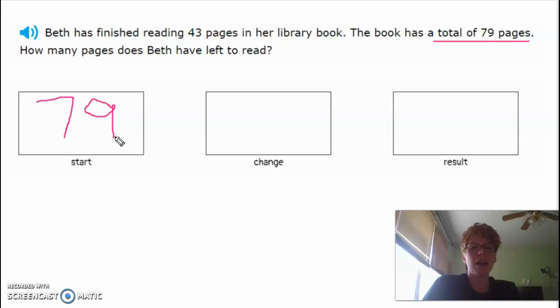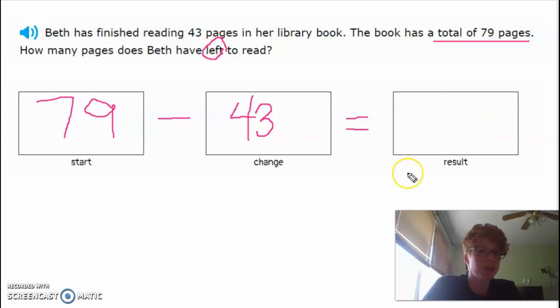So if I had 79 pages, if I was Beth, and I read 43, and I'm trying to figure out how many pages I have left to read. Now that is a clue word to help me out. Am I adding or subtracting when I see the word left, as in leftover? I am subtracting my pages. And I'm trying to find out the result, how many pages she has left to read. Now, I could put that question mark, but I'm going to do a more third grade answer. And I'm going to write down P for pages, that missing variable.